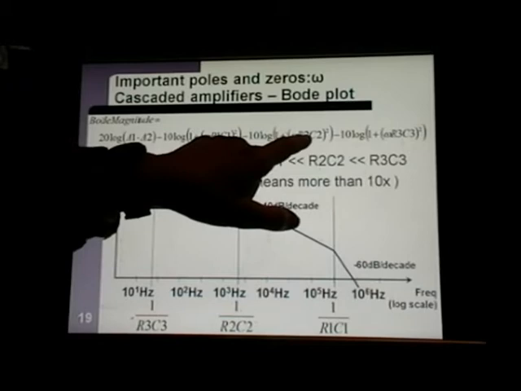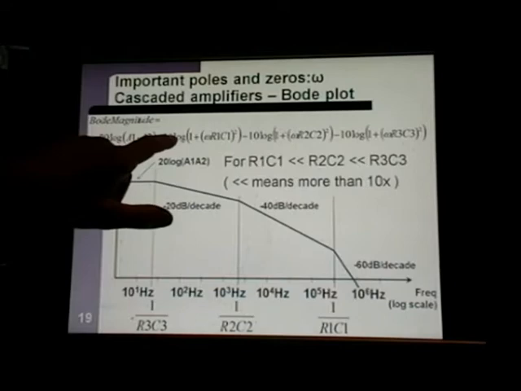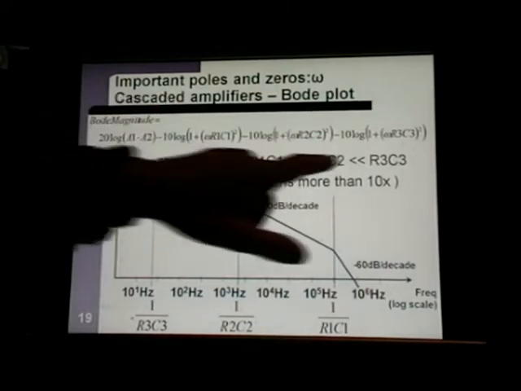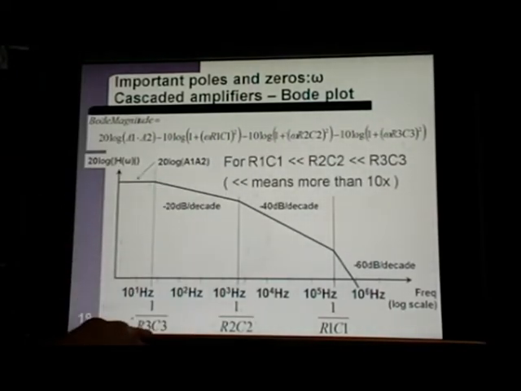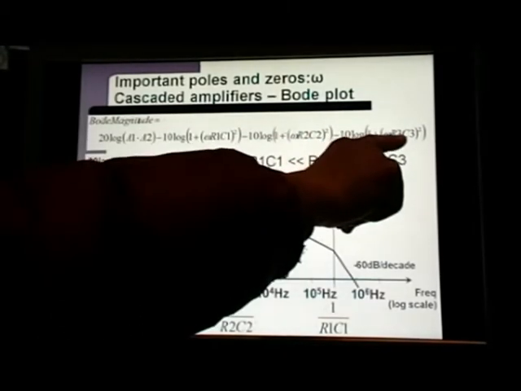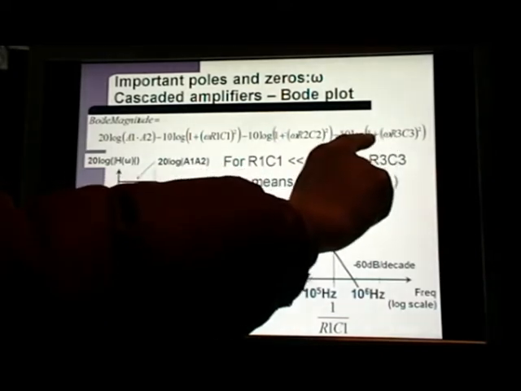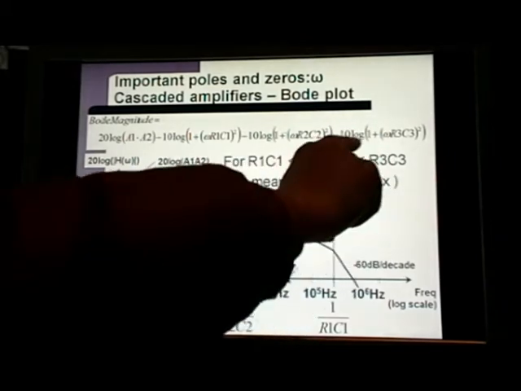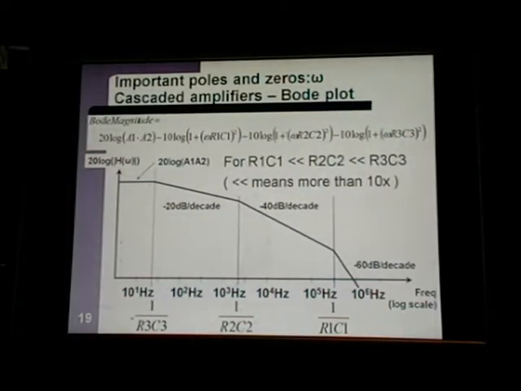Okay, at that point, if these are much smaller, this still is close to 0, this is still as close to 0, and you've got 10 log of 1, 10 log of 1, which disappeared. So you only get the effect of this. That's what happens here. When you hit omega equals 1 over R3C3, this omega R3C3 starts to get bigger than 1. And when it gets sizably larger than 1, then you can start ignoring 1. And you get minus 20 log of omega R3C3. And that gives you a minus 20 dB per decade.